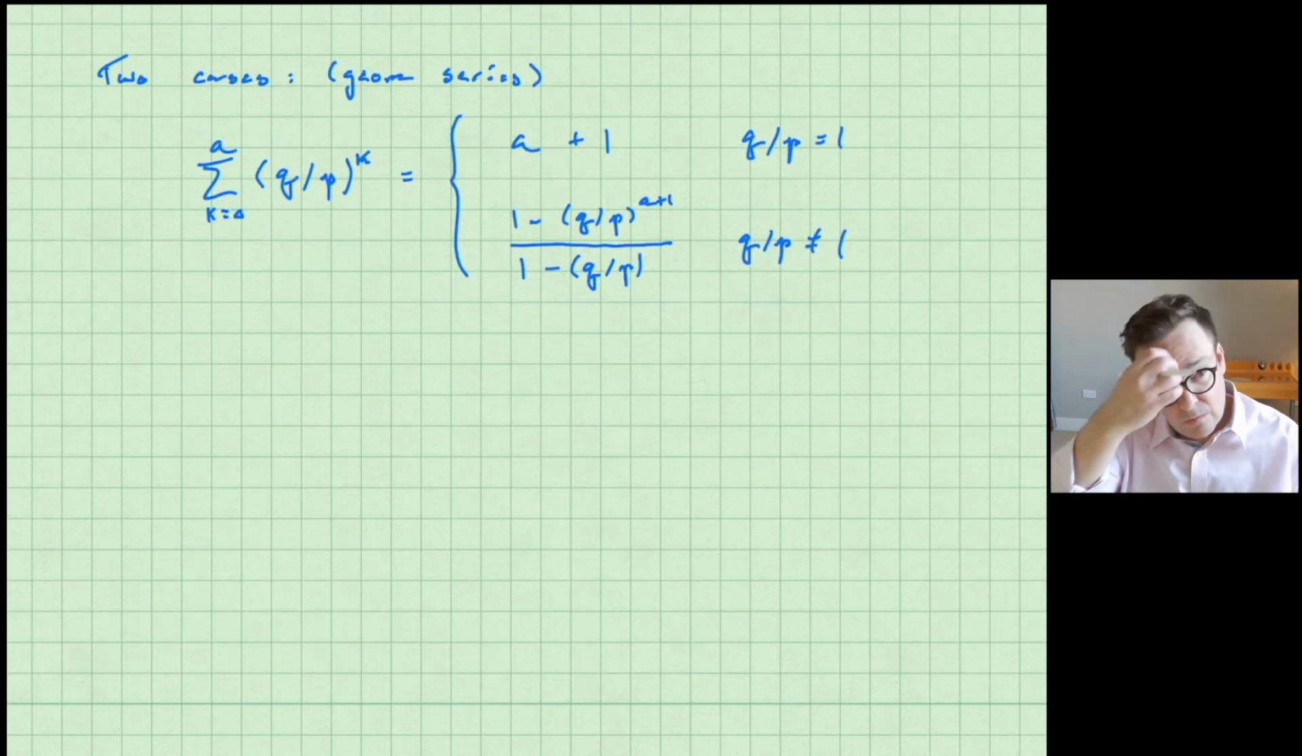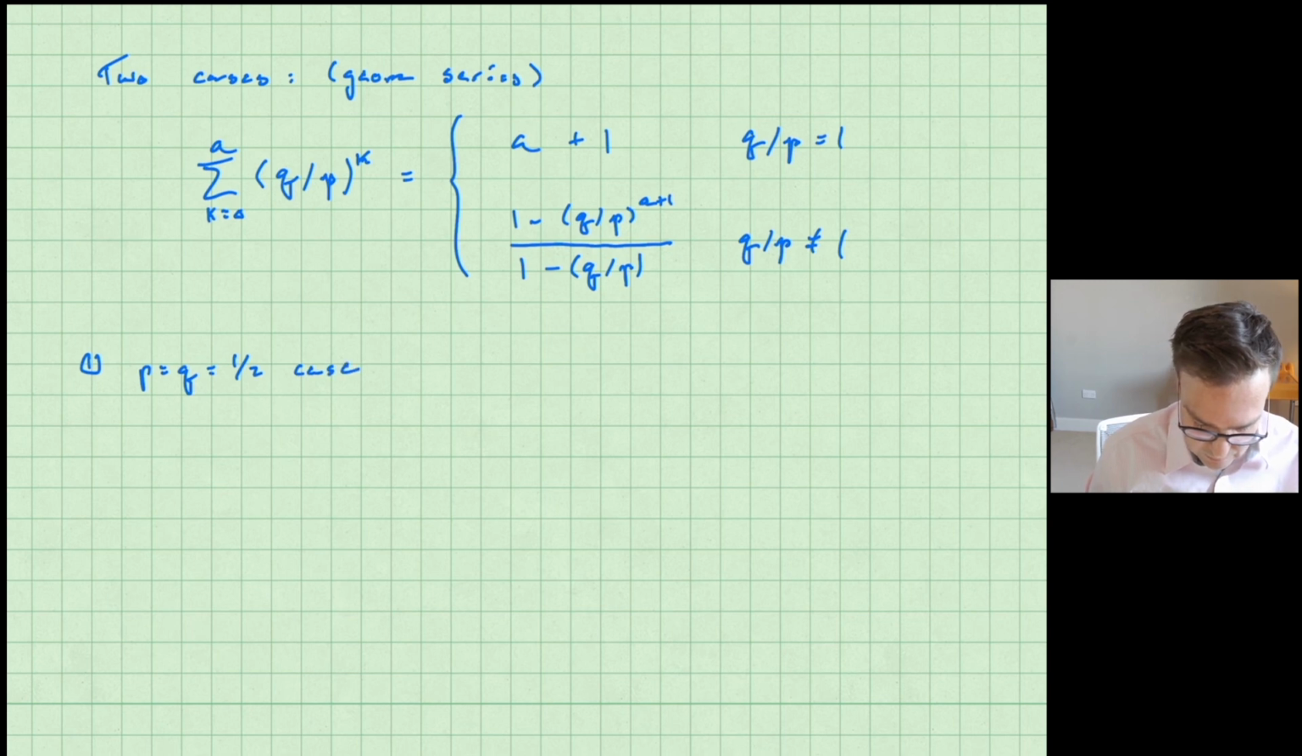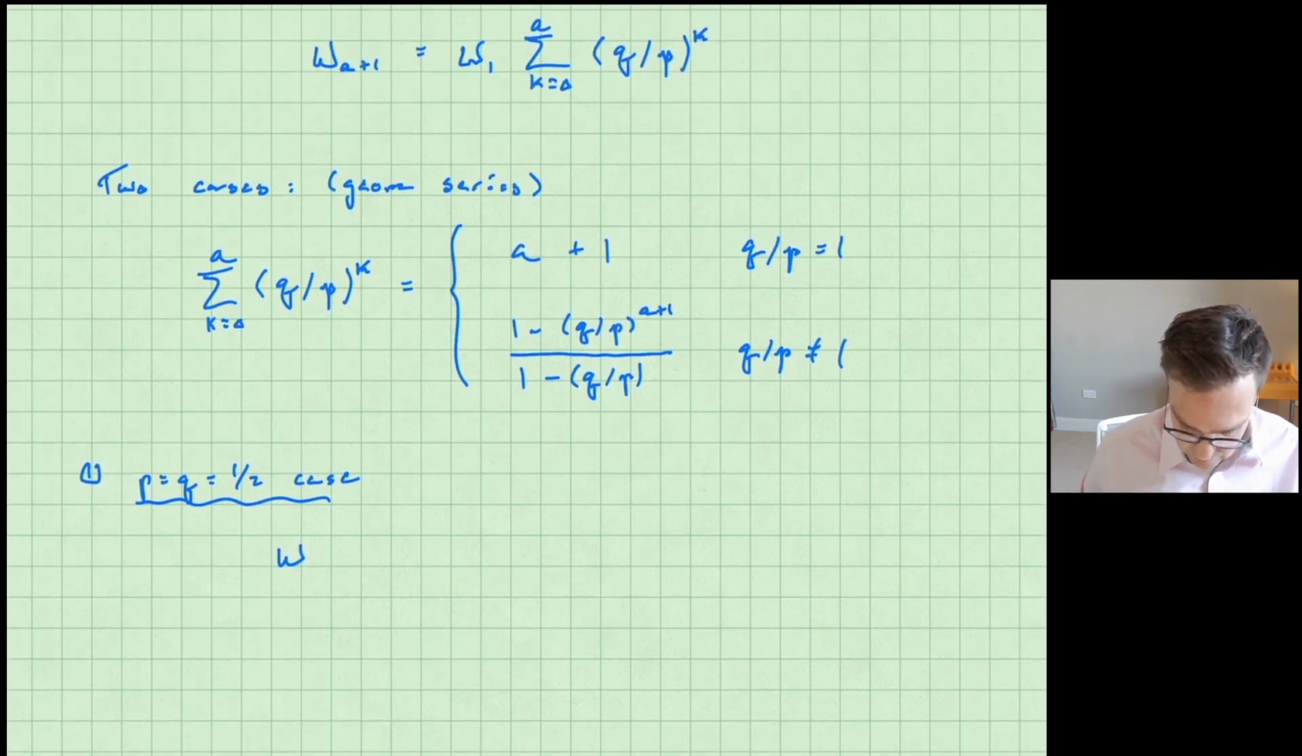Okay, now we're going to evaluate the two different cases here and finish each one separately. So first we'll do the special case, the P equals Q equals 1/2 case, and then we'll finish solving the equation. So when that's true, looking at this equation here, W_{A+1} is equal to W_1 times A plus 1.